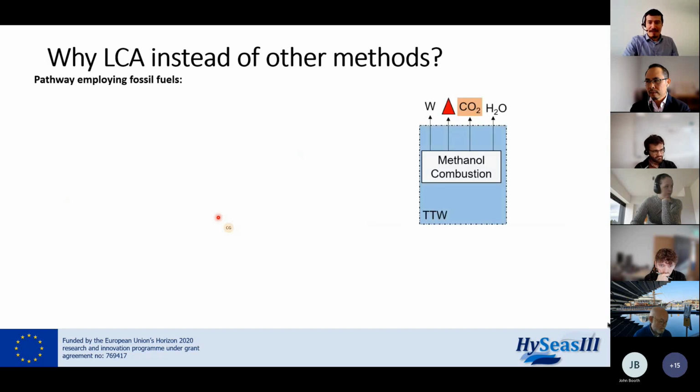So I have here one example. Let's say we are using methanol, and we are using a combustion engine, and here we have some CO2 output or exhaust gases mainly. We also have water. Of course, we have useful work for the propulsion of our ship and heat.